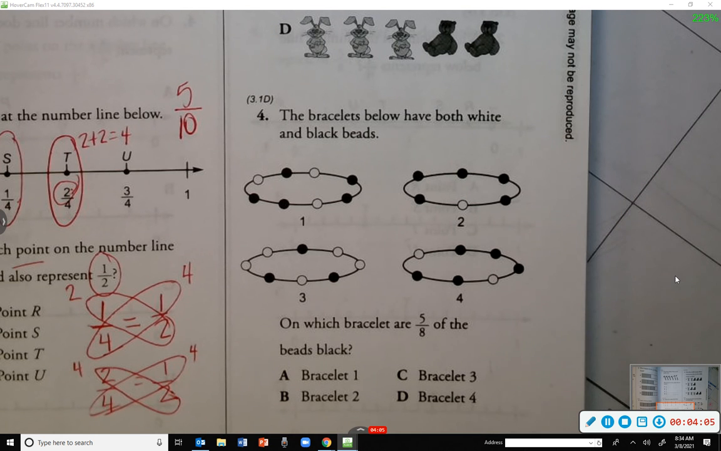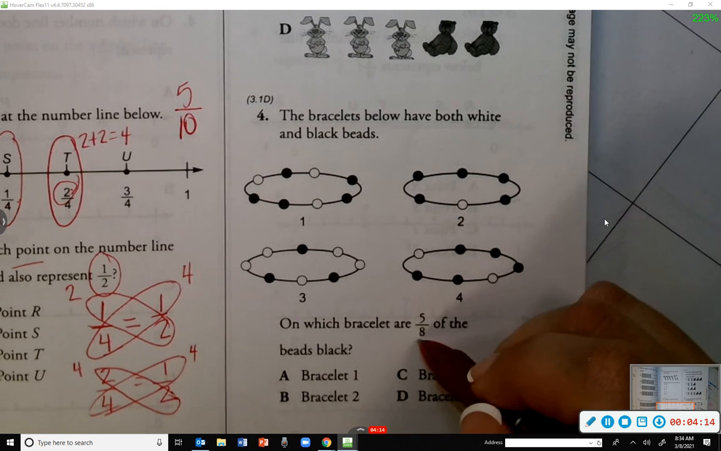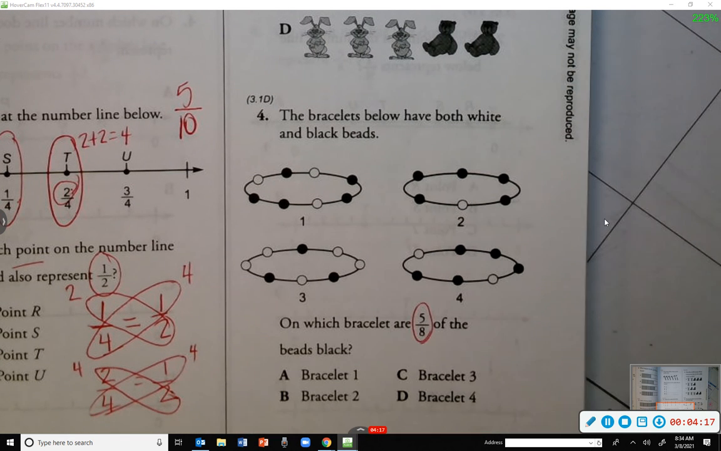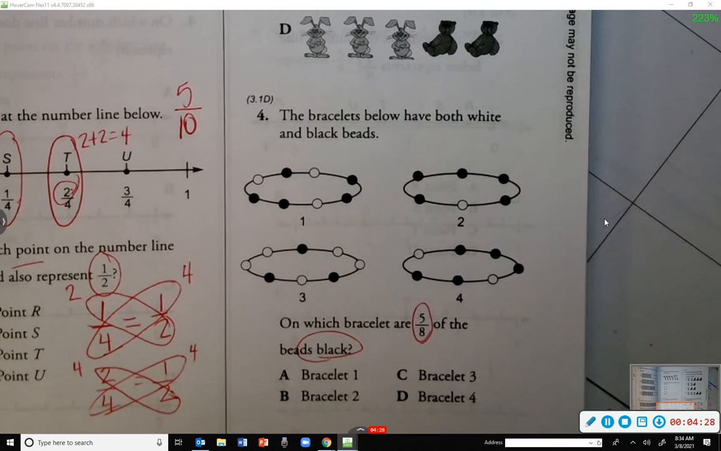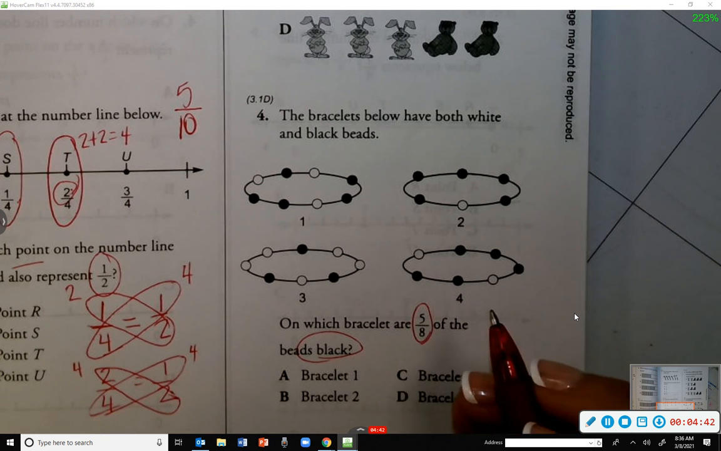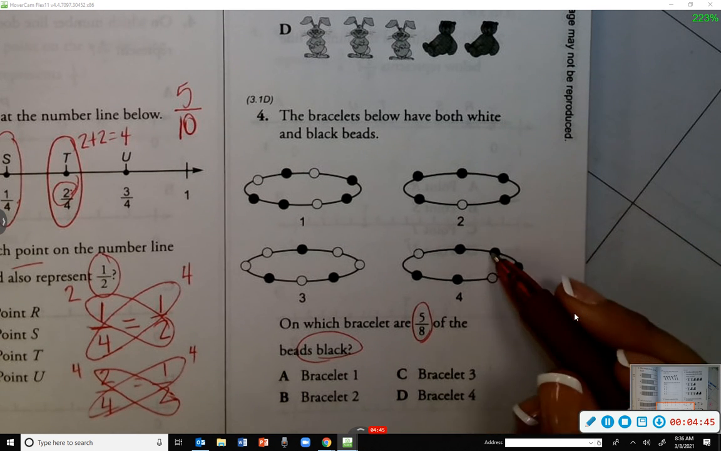The bracelets below have both white and black beads. On which bracelet are 5/8 of the beads black? Okay, so what would I need to do on this one, Javea, to find which one has 5/8 black? Number 2 and 4, those are wrong because number 4 has 7 beads and number 2 has 6 beads.